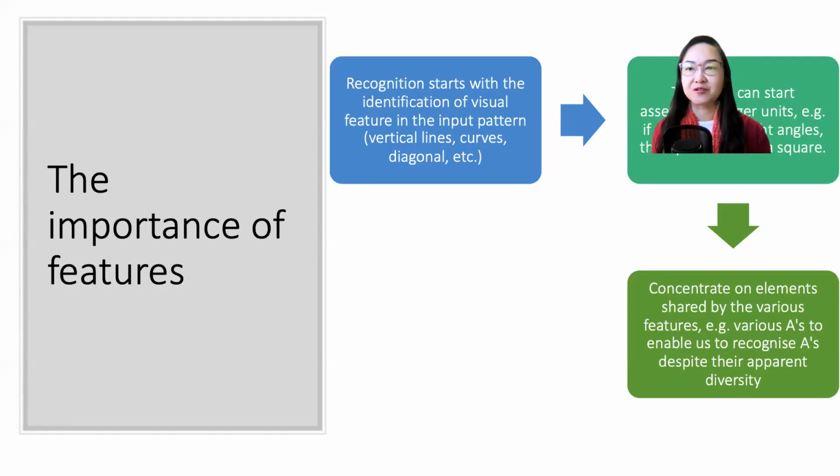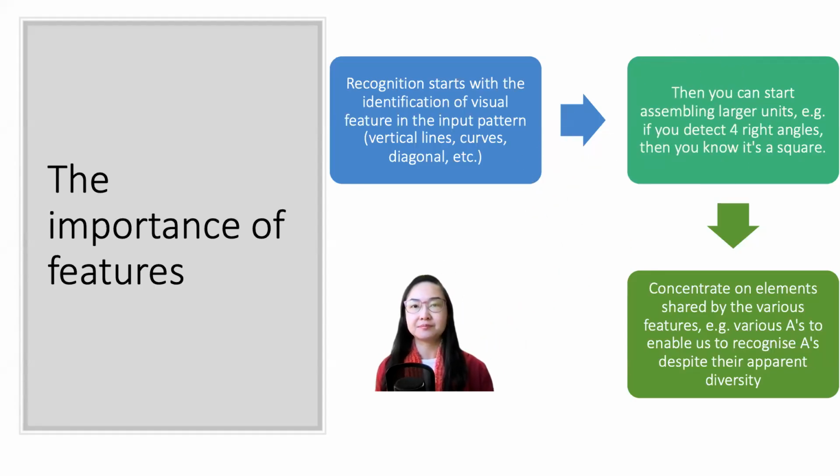The importance of features. Recognition starts with the identification of visual features in the input pattern. For example, vertical lines, curves, diagonals. Then you can start assembling larger units. For example, if you detect 4 right angles, then you know it's a square.